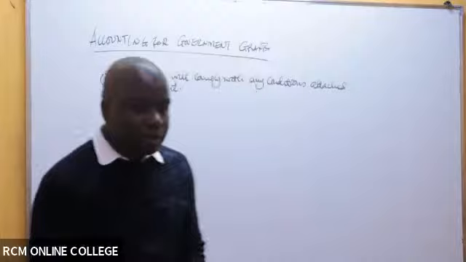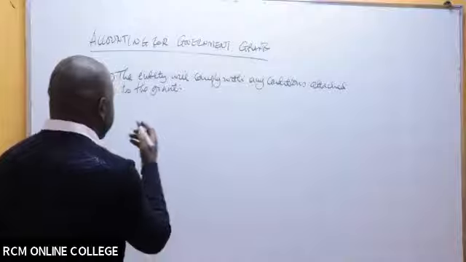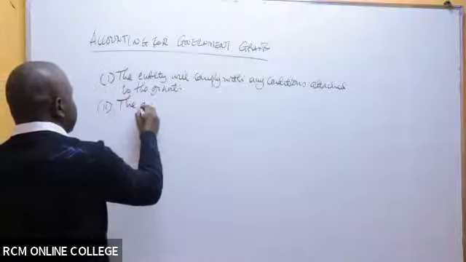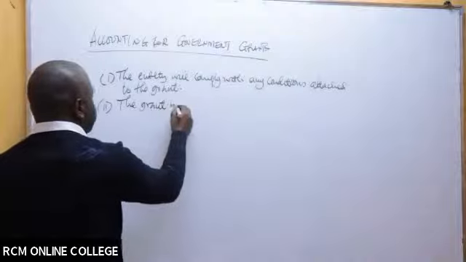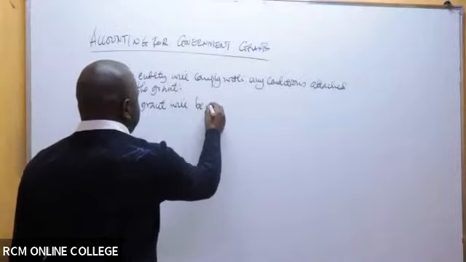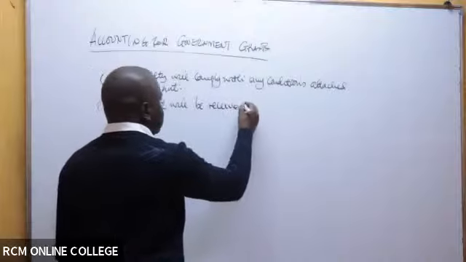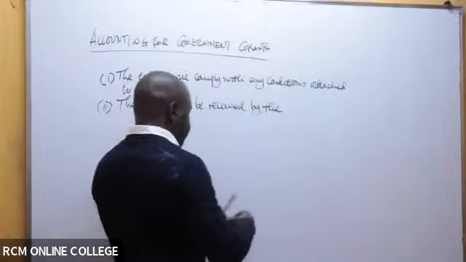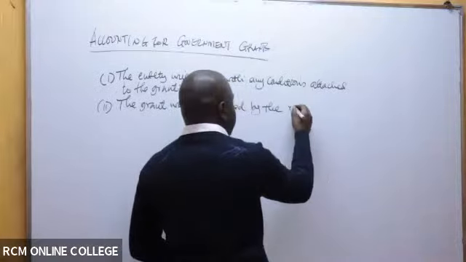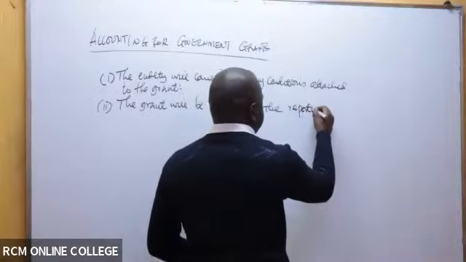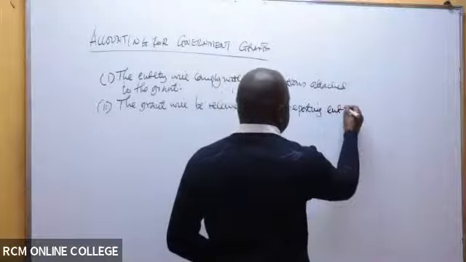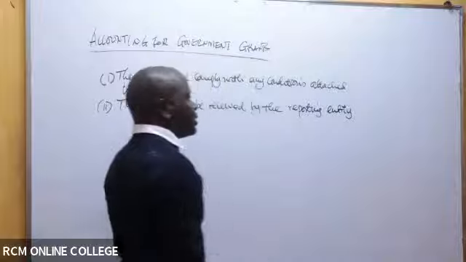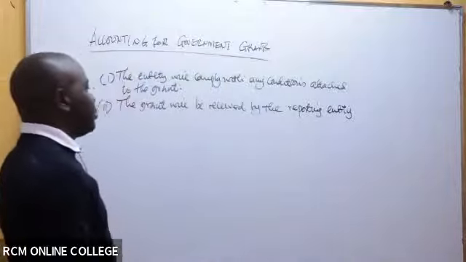Then another condition that should be fulfilled here: the grant will be received by the reporting entity. So there must be that ascertainment that they will be able to receive the funds.